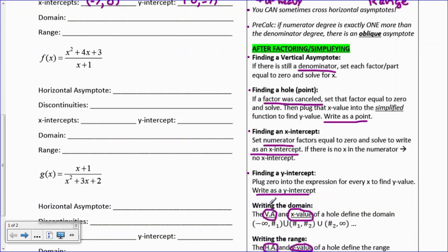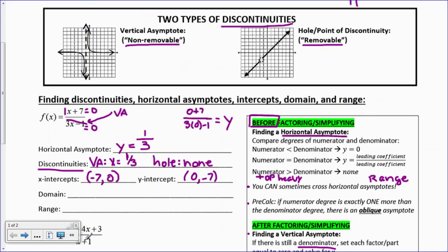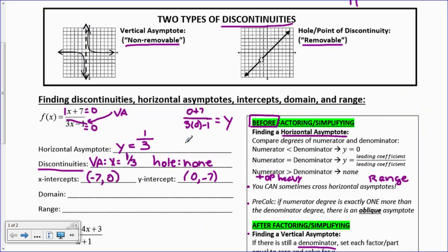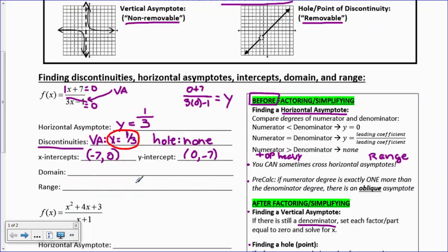Remember down here that the two things that could affect your domain are the vertical asymptote and the x value of a hole. So I'm going to change colors to red. I'm going to circle everything that is going to interrupt my domain with red. The domain is interrupted by the vertical asymptote and then the x value of a hole. Well, I don't have a hole, so I don't have to worry about that. So the only thing that's going to interrupt my domain is 1/3. So when I'm writing the domain, it's all real numbers except for 1/3.